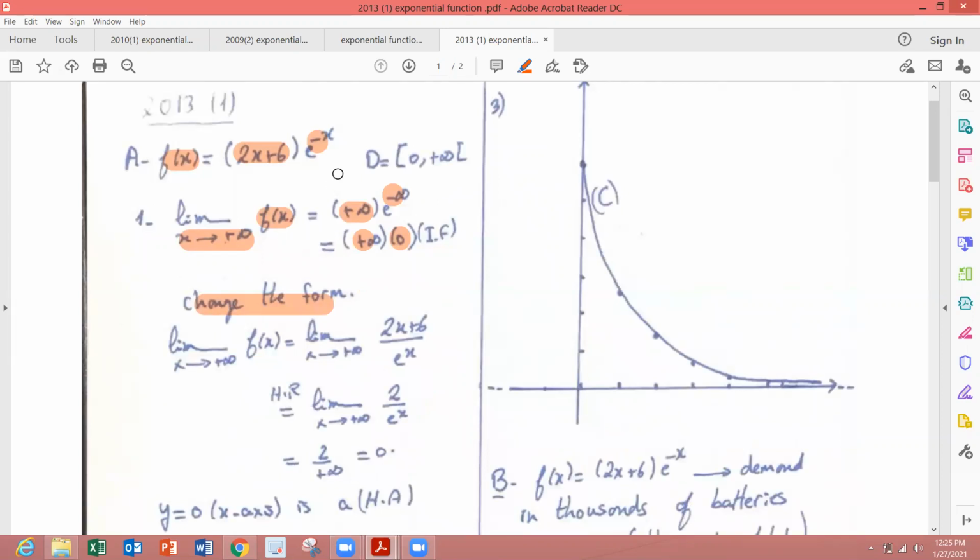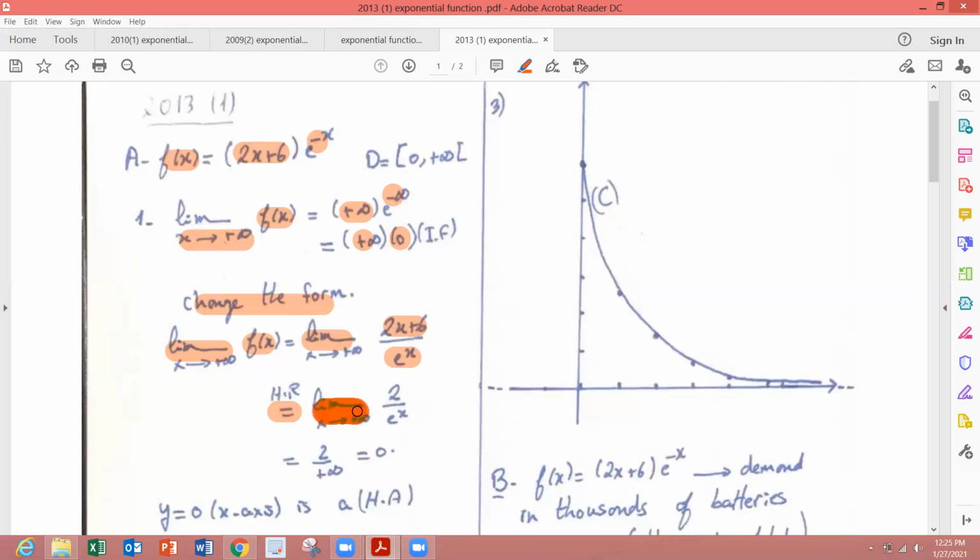كيف نغير الفورم؟ ننزل exponential to the denominator. Then it will become limit as x tends to plus infinity of f(x) equal limit as x tends to plus infinity of 2x plus 6 ننزل e^x لتحت بصير e^x كان e^(-x) بصير e^x. Now we apply L'Hopital's rule.